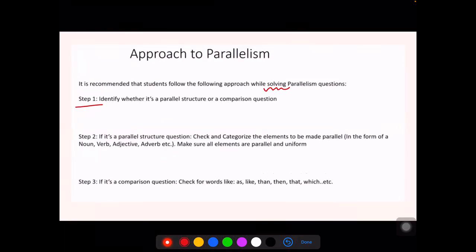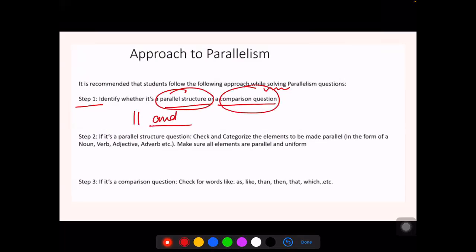or a comparison question. I have already told you that a parallel structure is when you have to use the same verb form with the second verb form, or adjective with adjective. And comparison is when there is a second form of verb that refers to comparison. So you have to use possessive 's in the case of making a comparison.